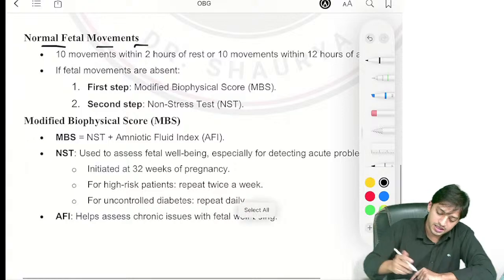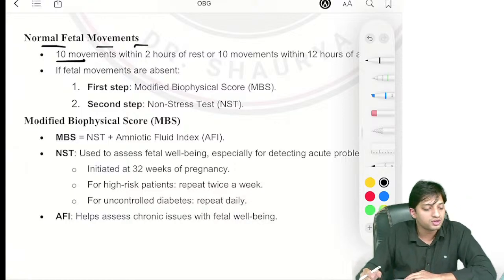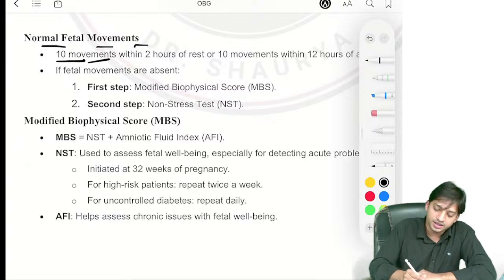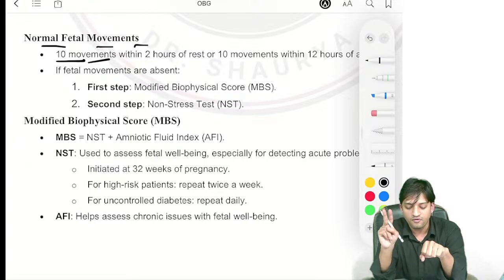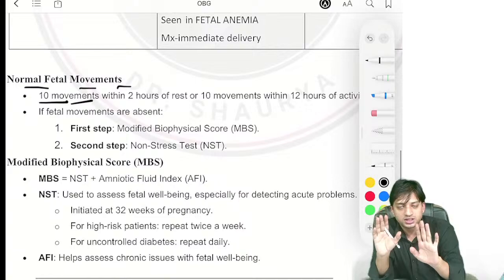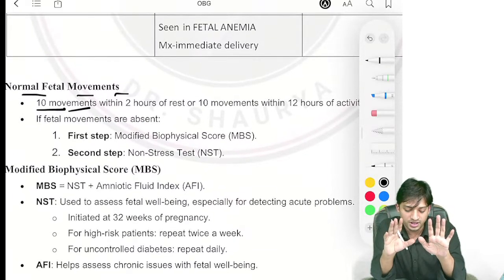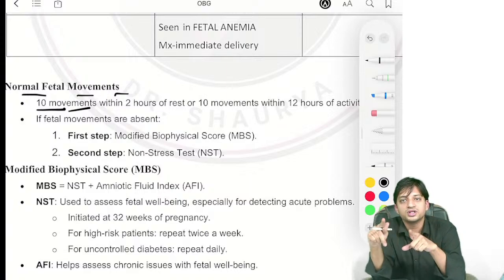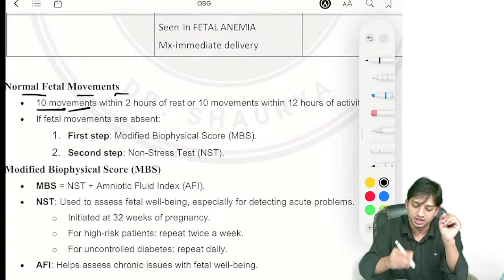Now suppose there are 10 movements, and you have to count the number of fetal movements. For counting, you will have to look for 10 movements within 2 hours of rest, or 10 movements within 12 hours of activity. समझो, if the mother is at rest and 10 movements are there within 2 hours of rest, then it is normal. Or 10 movements within 12 hours of activity, when the mother is doing activity.